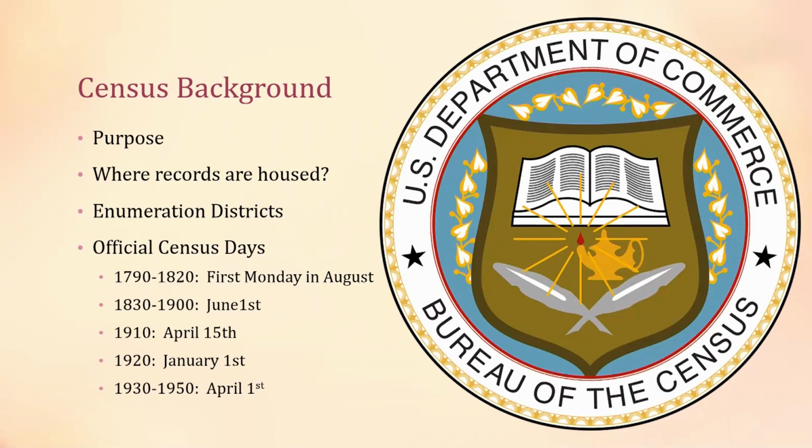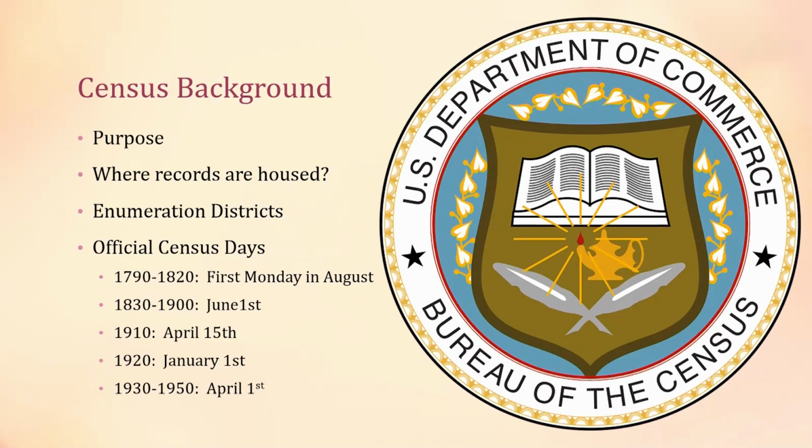Enumeration districts are important to note, or an ED. It is an administrative division of a particular county or township for the purpose of census taking. The census taker would be assigned one or more EDs, and each ED is designated with a number. The records are supposed to reflect the ages, births, and deaths as of the official census day.